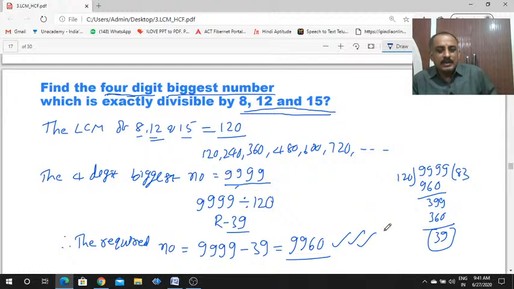So no doubt 9,960 is divisible by 8, 12 and 15 also. Therefore it is the 4-digit biggest number which is exactly divisible by 8, 12 and 15.